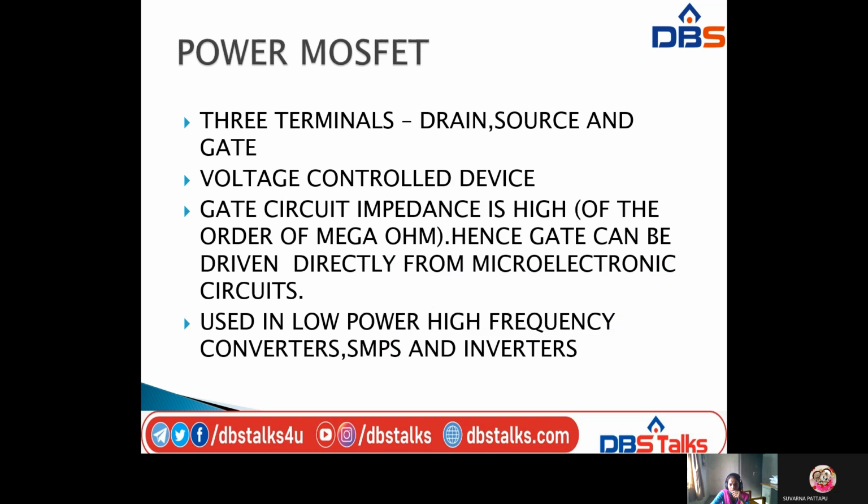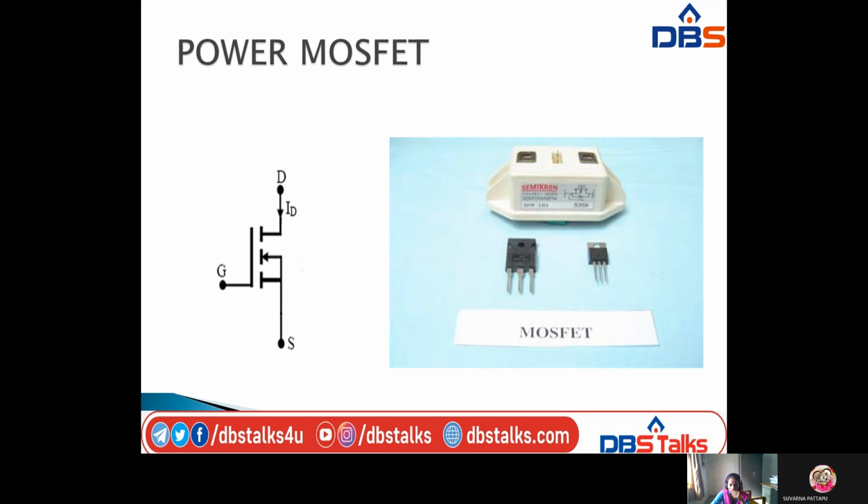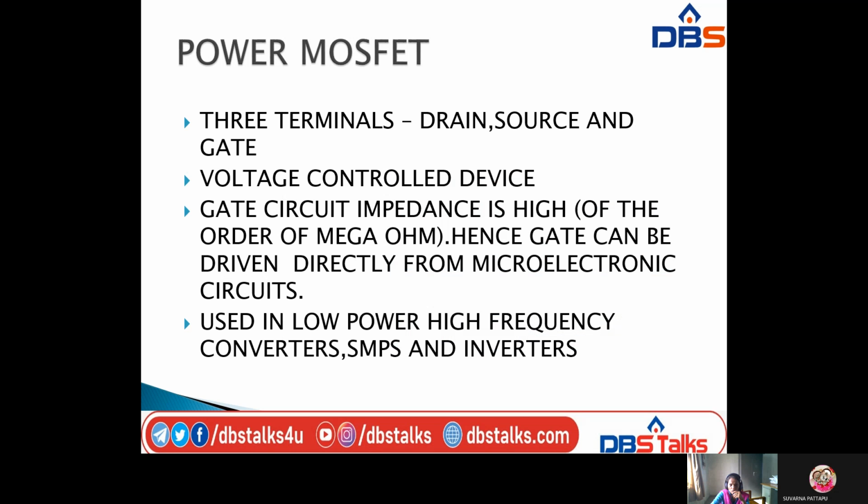So power MOSFET has three terminals: drain, source, and gate. Here this is drain, this is gate, and this is source. So the power MOSFET has three terminals: drain, source, and gate. This is a voltage controlled device.